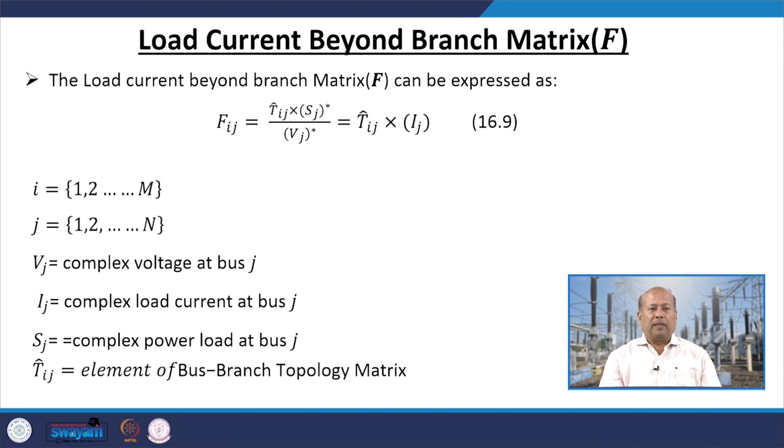We will now get into load current beyond branch matrix F, which can be expressed through equation number 16.9, and you can see Fij is Tij multiplied by Sj upon Vj, which is equal to Tij multiplied by Ij. And as you all know, Vj is the complex voltage of bus j, Ij is the complex load current at bus j, Sj is the complex power at bus j, and Tij is the element of bus branch topology matrix.